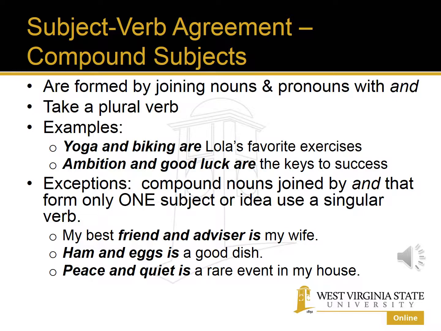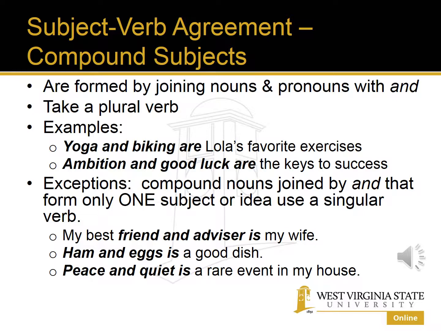There are exceptions though. Sometimes compound nouns joined by and only form one idea or one subject, and in those cases we have to use the singular verb. So for example, my best friend and advisor is my wife. Friend and advisor is meant not to be two separate ideas but one idea that's defining the wife, so we use a singular verb. Ham and eggs is a good dish.